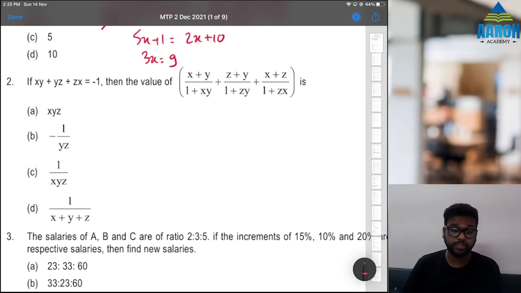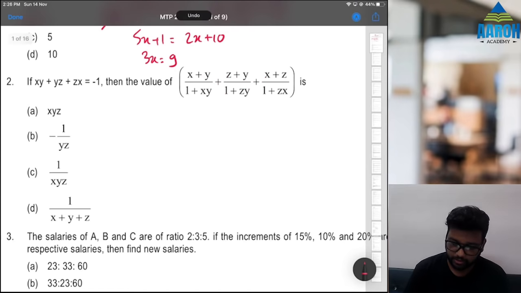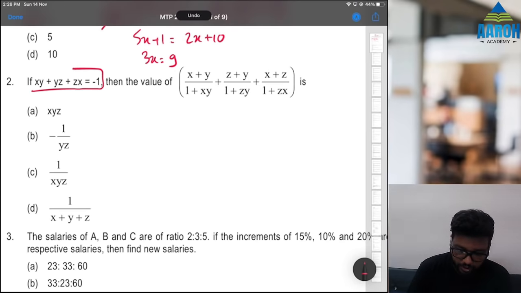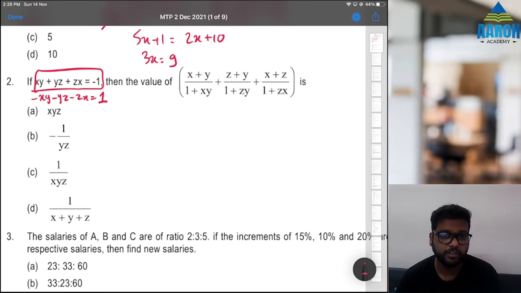Now, how we can approach this, concentrate very carefully. One way is we can cross multiply and take LCM, but that is going to become very complicated, because as you can see, 1 plus xy will be multiplied by this and this will also be multiplied by this. So that is going to be complex. So what we can do is we have this equal to minus 1. That means minus xy minus yz minus zx will be equal to positive 1, right?